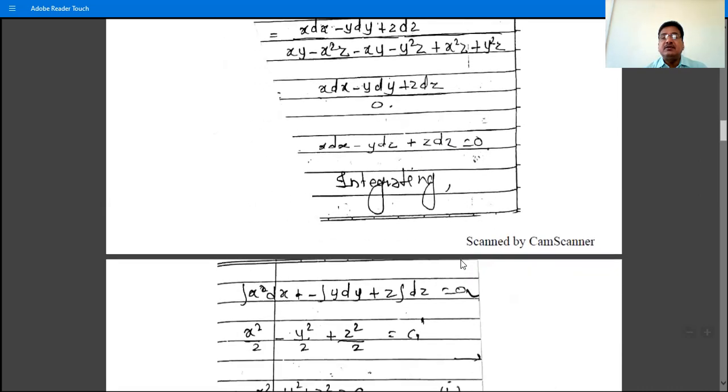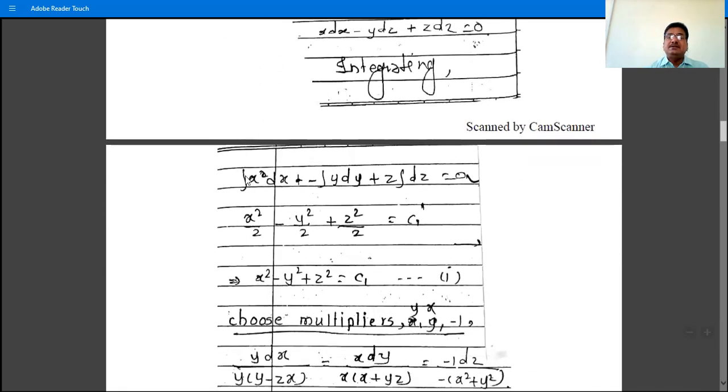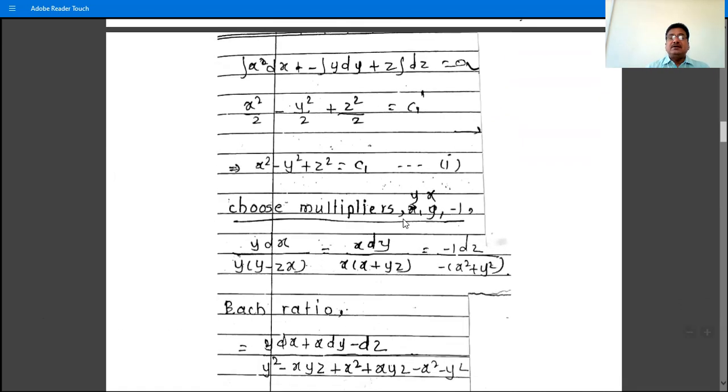After integration, what do we have? Integration of x is x square by 2, y is y square by 2, z is z square by 2. Suppose c1 dash is the constant of integration, multiplying by 2, and write 2 c1 dash as c1. So this is the first integral curve of the given differential equation.